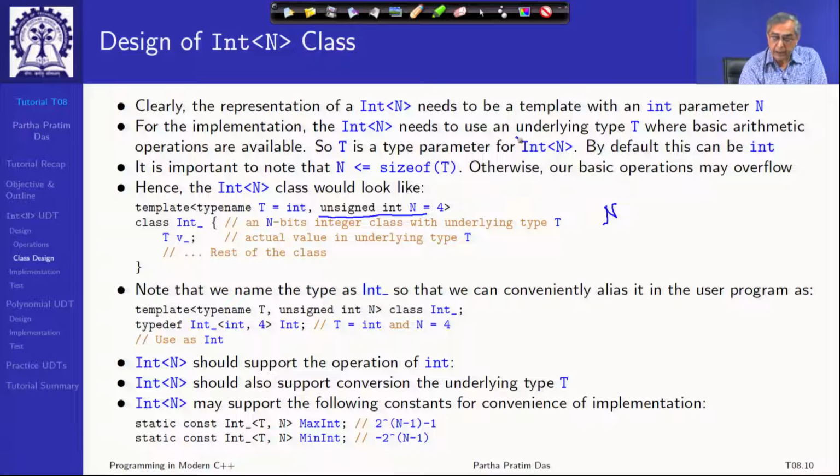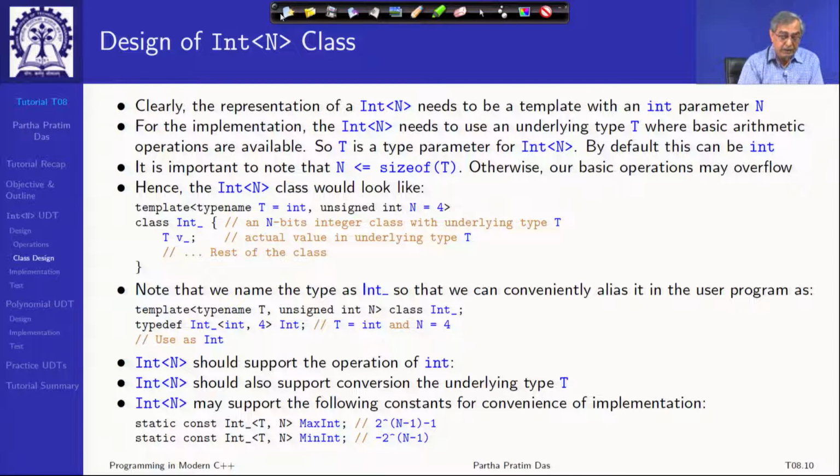So, I talk about an underlying type T which I want to use. I could use, for example, a signed char, I could use short int, I could use int, I could use long int, and so on and so forth. So, as it turns out, I therefore have a template where there is one type T which by default I have kept as int. I have a non-type parameter n which by default I have kept 4, and naturally to represent the value I have a data member v of type T.